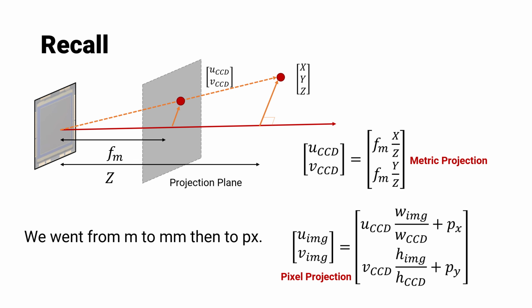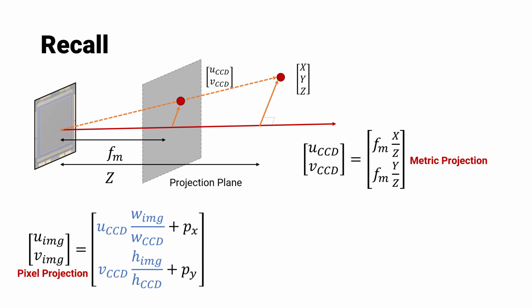Okay, let's recap again. You have a world point, capital XYZ. You do the first step, which is metric projection. You lose depth when you squash down 3D to a 2D image. But now the U and V values are in millimeters, which is not that great for us. We want them in pixels so we can manipulate the images. So next we use the pixel pitch, which is how wide and tall each pixel is, and the shift with respect to the principal point, to go from metric U CCD, V CCD to U image and V image, which is in pixel space. That is the pixel projection. So the two steps to recap are metric projection, where you lose depth, and then pixel projection, where you go from millimeters to pixel scale.